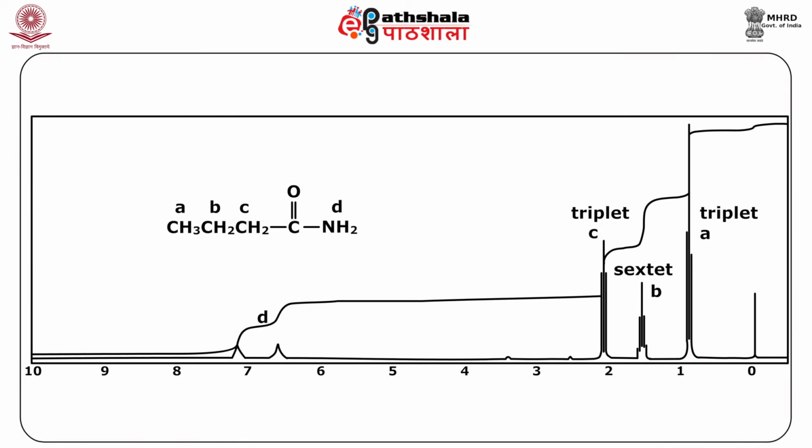Now, this figure here shows you the proton NMR spectrum of butyramide. Notice, students, that the two NH2 protons appear at different chemical shifts of about 6.6 and 7.2 ppm. This occurs due to restricted rotation about the CN bond. The methylene hydrogens next to the CO group appear at 2.1 ppm.